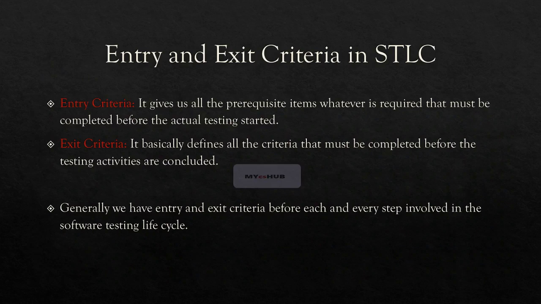One more thing that is very important in the STLC is entry and exit criteria. The entry criteria gives all the prerequisite items, whatever is required, that must be completed before the actual testing is started. And the exit criteria basically defines all the criteria that must be completed before the testing activities are concluded. So generally, we have entry and exit criteria before each and every step involved in the software testing lifecycle.